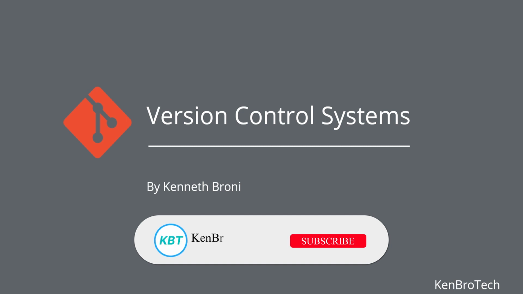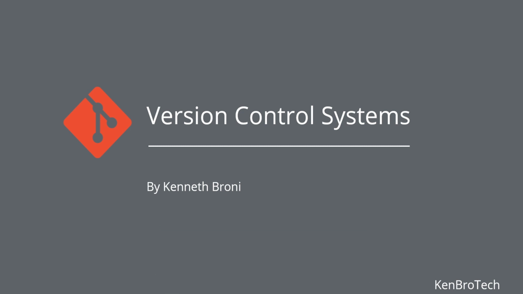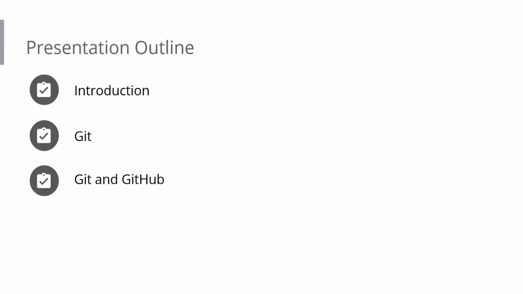So in this video, we are going to look at version control systems, but to be more specific, we are going to look at Git. Git is an example of a version control system. There are other examples, but I believe knowing Git will set you on the right path.